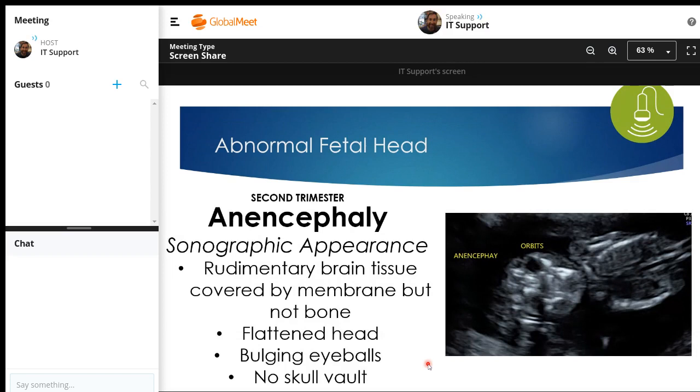In the second trimester, the rudimentary brain tissue is covered by a membrane, but not bone. The head is going to be flattened because there's little to no brain tissue. The eyeballs will appear like they're bulging because they're usually the upper border of the head. And then again, no cranial vault or skull present.